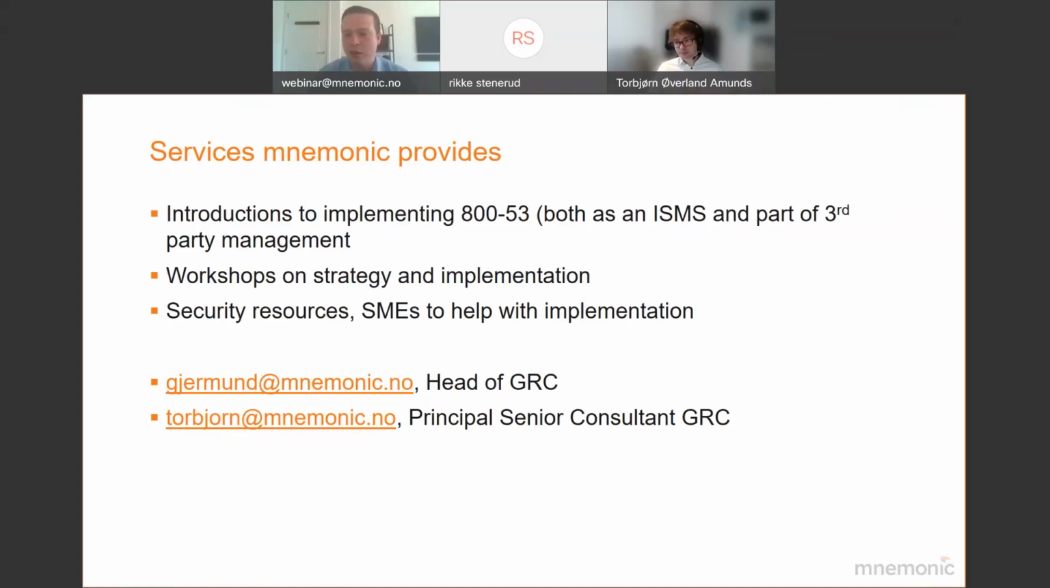Yeah, sure. So NIST 853 is overwhelming. SIG Lite is used a lot. Particularly SIG Lite seems to me like a more digestible set. Do you have any experience with that? No, not me. Not in Mnemonic. I think we have. I've never used it as far as I know.